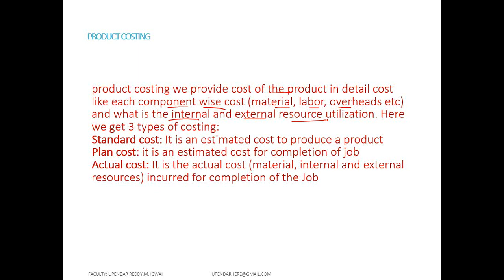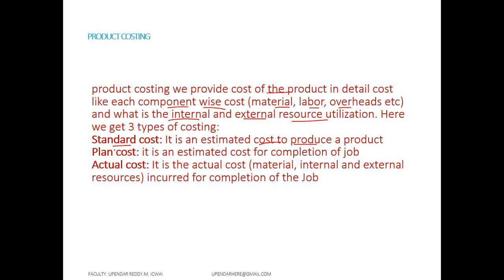Here there are three different types of cost we can get. One is standard cost. Standard cost is nothing but an estimated cost to produce a product. For finished goods we can calculate only one standard cost, that is per unit, depending on our lot size.